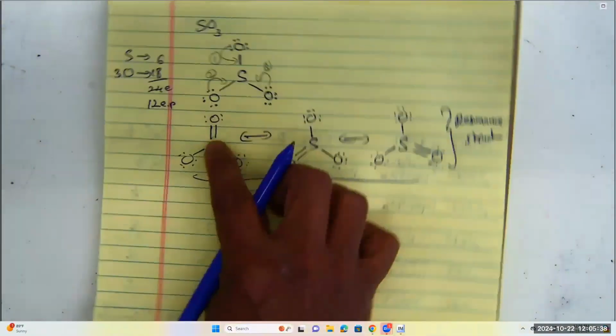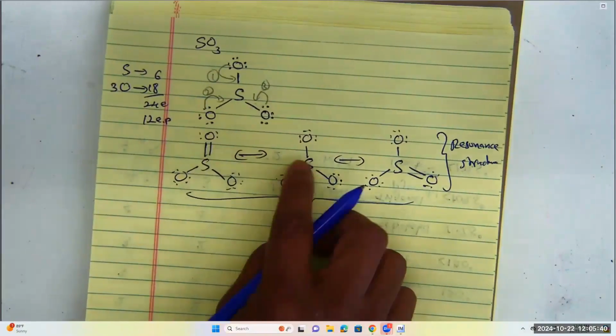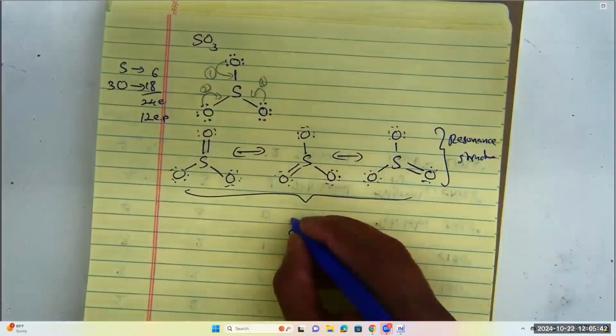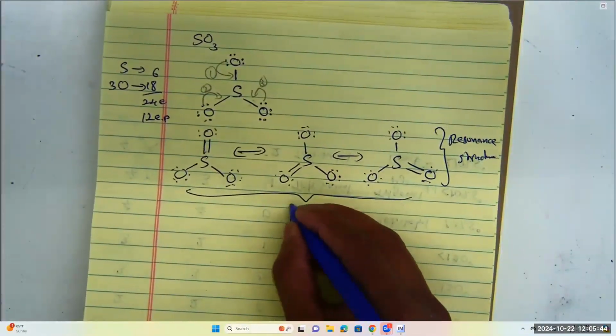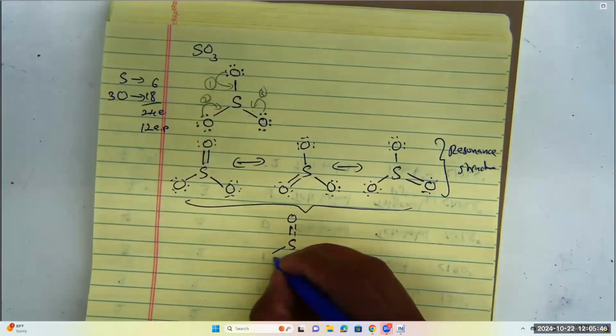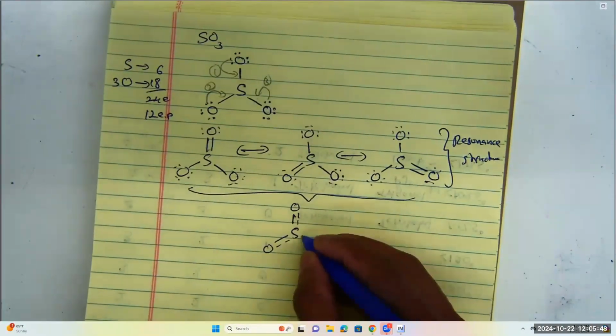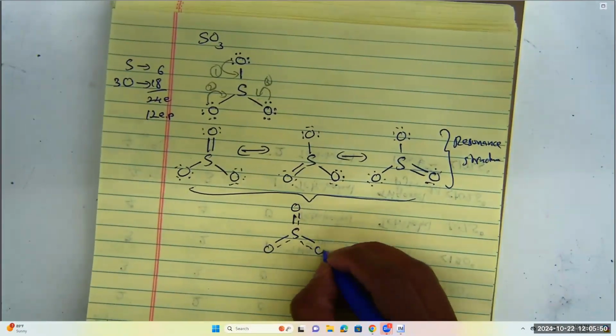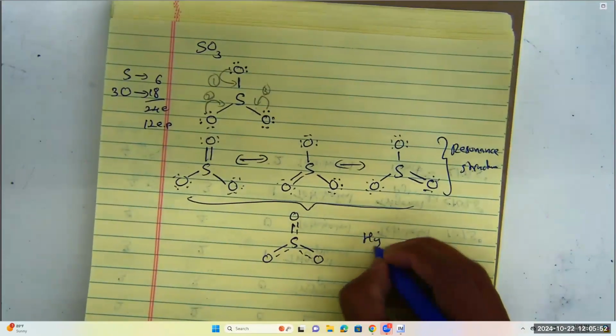Therefore, this top bond is not going to be a double bond, not a single bond. It's going to be something in between. So it should look something like this. Okay. So same thing for all the other bonds as well. So here's the hybrid structure. Hybrid.